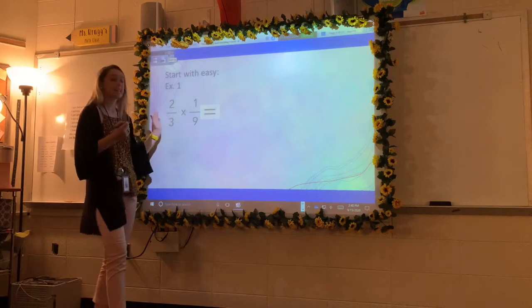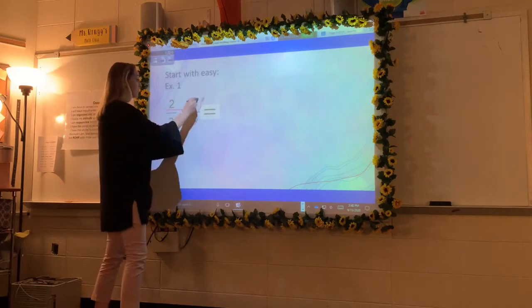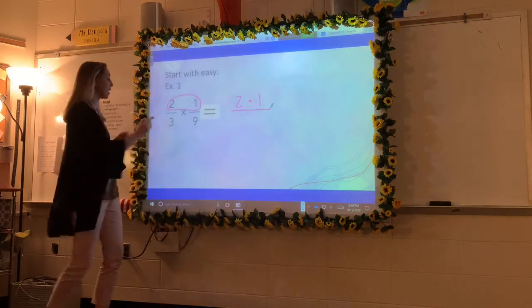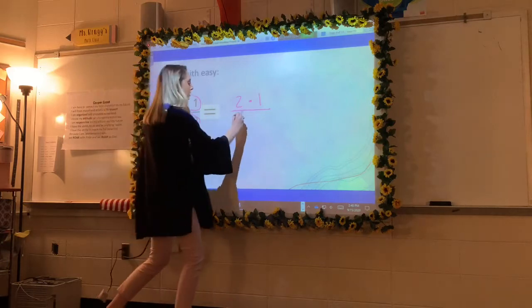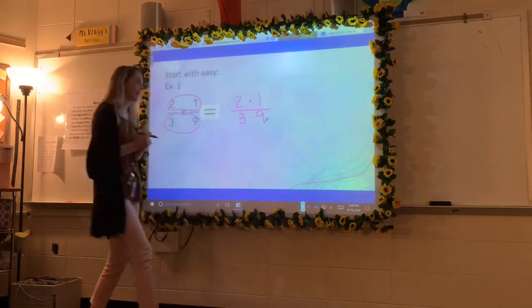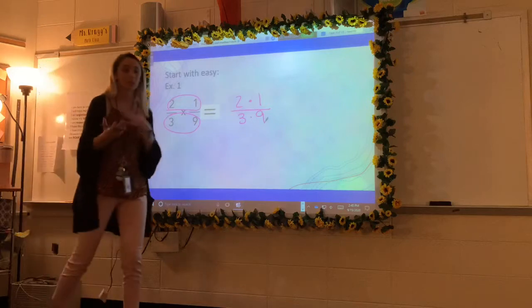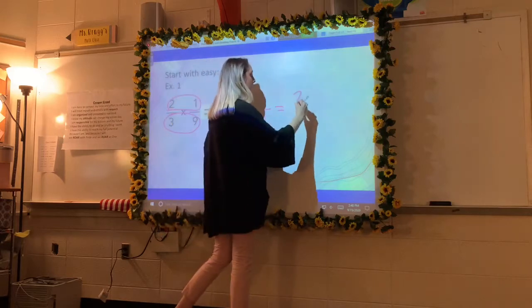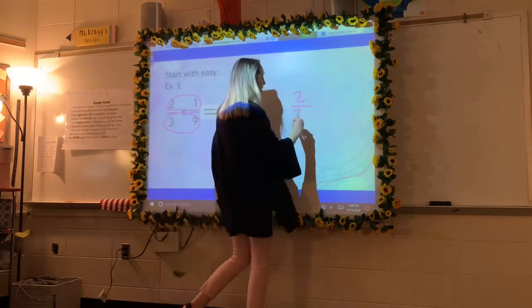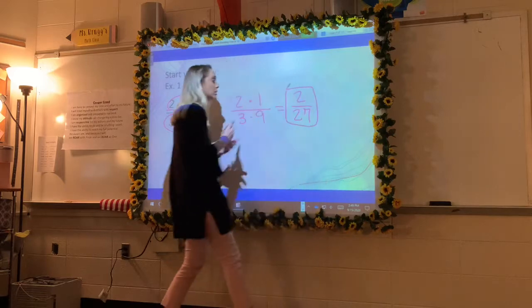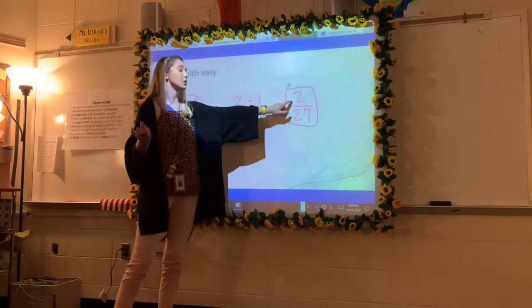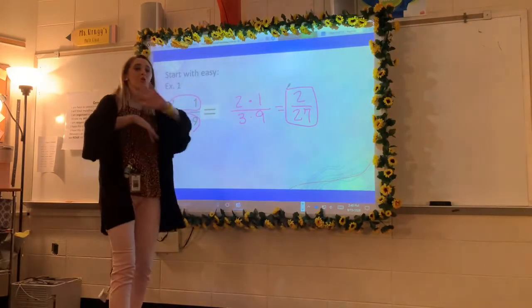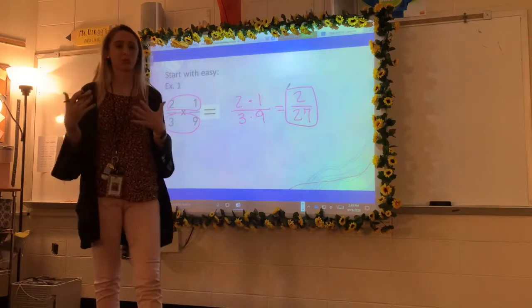So our first step is to multiply the numerators. So those are our top two numbers. So we're going to do 2 times 1 as our numerators, and our denominators are going to be 3 times 9. And there's nothing we can simplify because our numbers aren't the same, can't simplify. So we'll go straight across. 2 times 1 gives us 2, and 3 times 9 gives us 27. So our answer would be 2 over 27. And we know that can't simplify because 2 cannot go into 27 because it's not an even number. Okay, so hopefully that's reminding you how we multiply fractions and just keeping those rules in your mind.